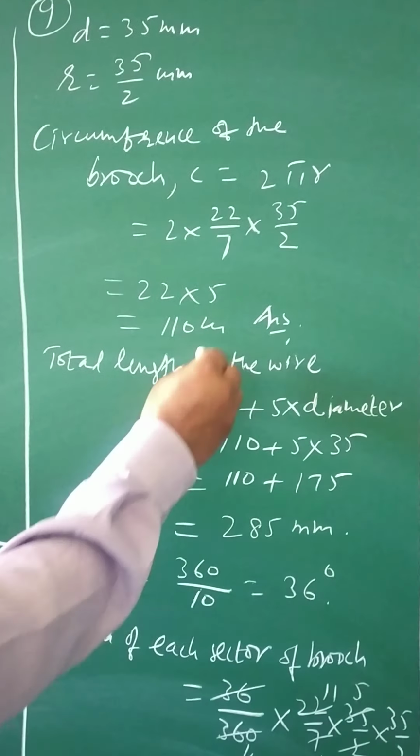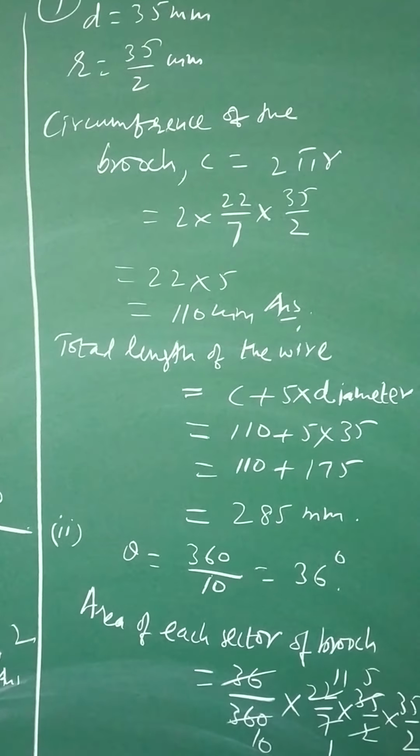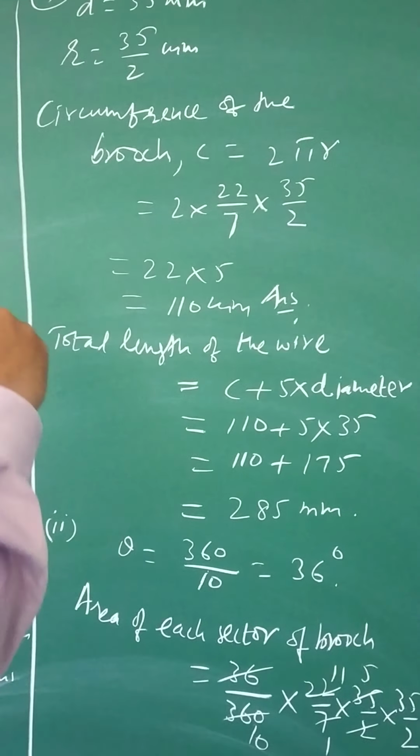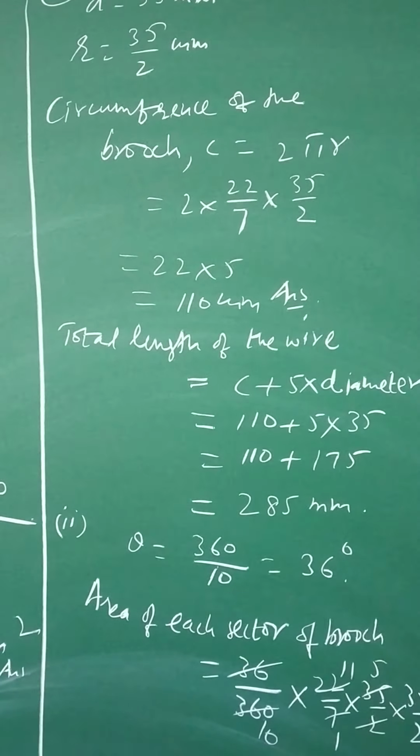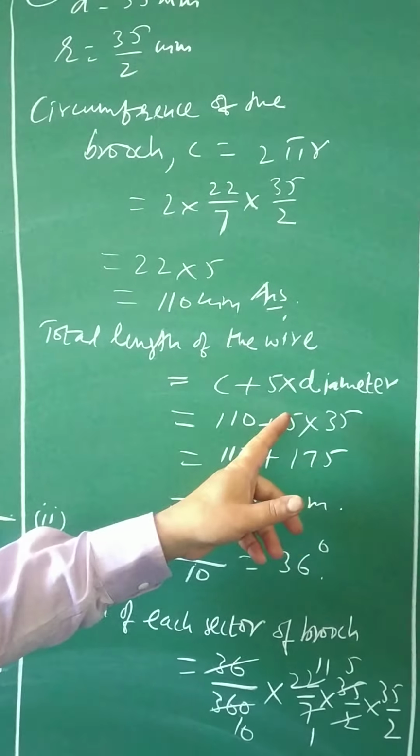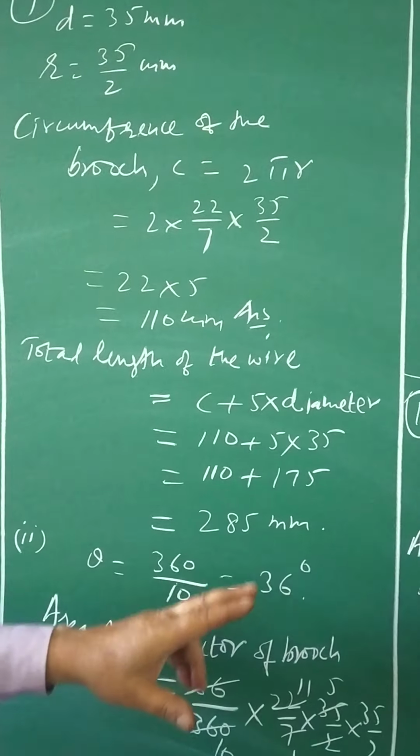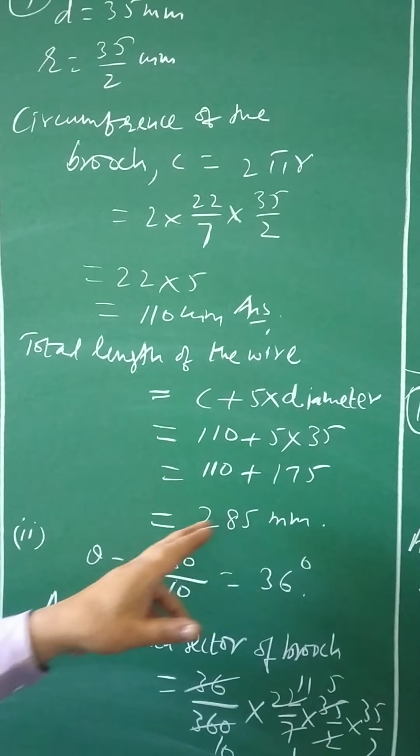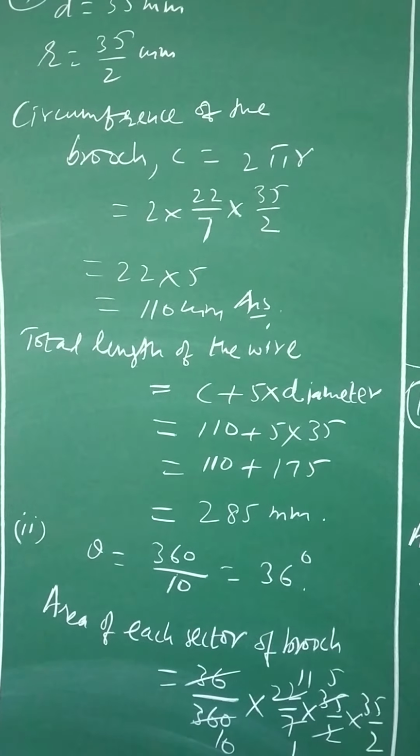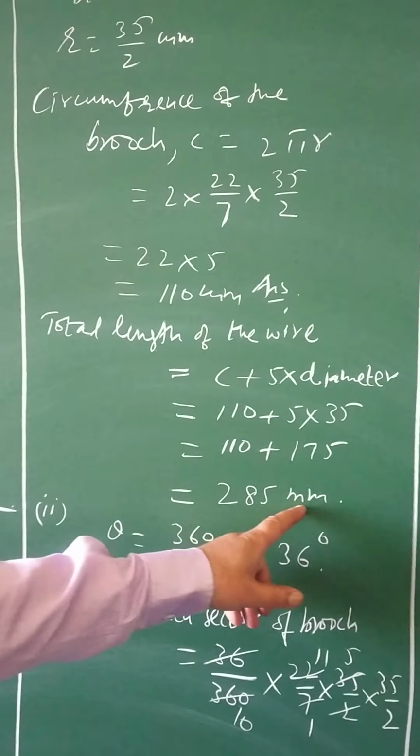R is in mm, so that will also be in mm. So the total length of the wire: the circumference of the circle, 2 pi r, plus 5 diameters that are also made of that wire. So 5 into 35 mm, that is the length of one diameter. You just add it. So the total length of the wire used to make that brooch will be equal to 285 millimeters.